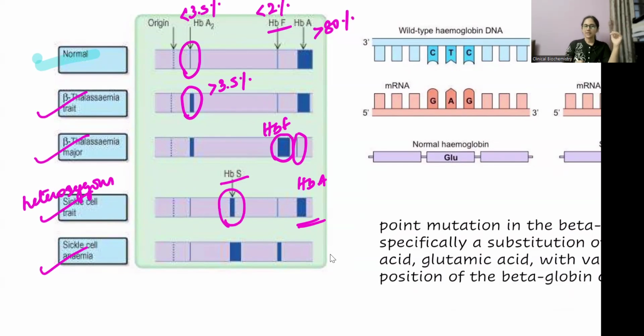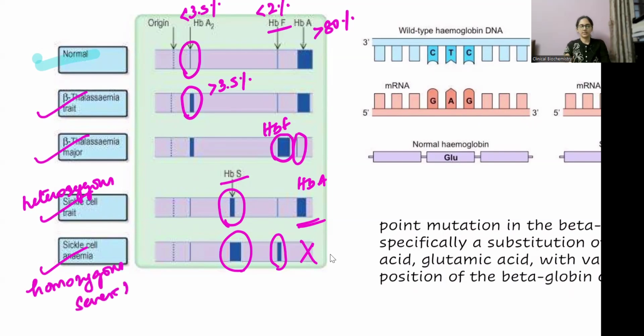In sickle cell anemia, there is only HbS. Normal hemoglobin itself is not there. Only abnormal hemoglobin is present. So only HbS is present. A little bit of HbF is present, but HbA is not. It is not present. That is what makes sickle cell anemia homozygous and a severe condition. Okay, you will have severe symptoms.